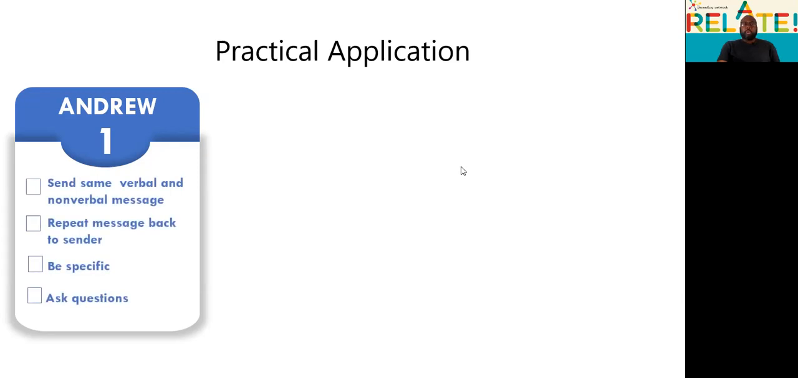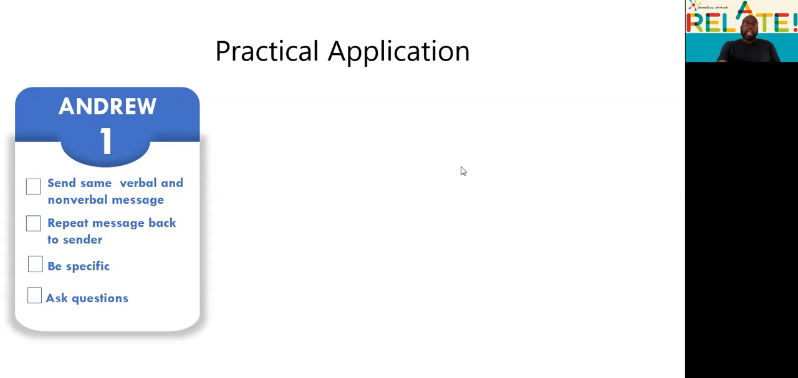So looking at these 4 things here, hearing what I said as far as what happened, Andrew was at one movie theater, his friend is at another, they're both not understanding what happened. What could have helped this situation be better? So could it have been that they should have sent some verbal and nonverbal message? Maybe they should have repeated the message back to each other or the sender. Maybe they weren't very specific. And maybe was there a possible miscommunication where they didn't ask questions?